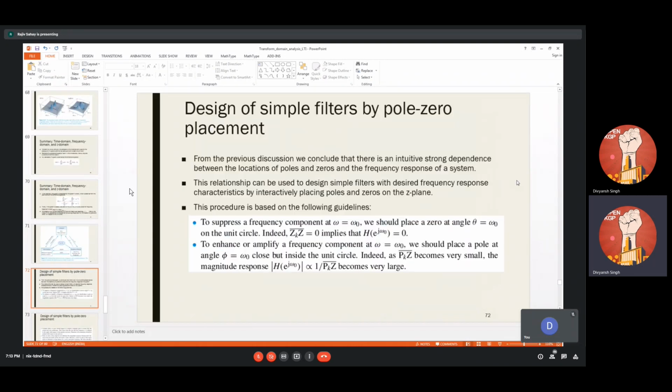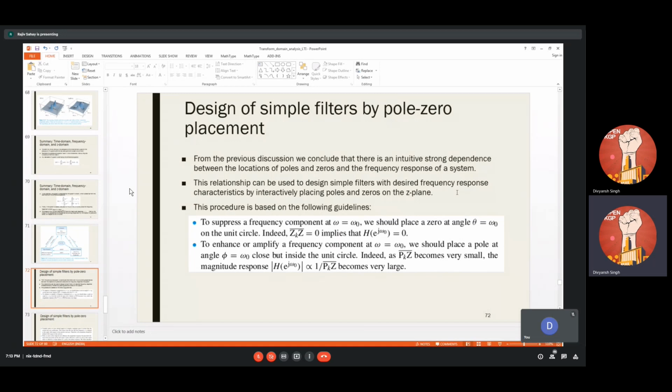Fine. Just look at this. So we design simple filters by pole zero placement. That is the motivation. That is what we are trying to learn. So from the previous discussion, we conclude that there is a strong dependence between the location of poles and zeros and the frequency response of the system. So this relationship can be used to design simple filters with desired frequency response by interactively placing poles and zeros on the Z plane. So this is now up to the programmer, what he wants to do.